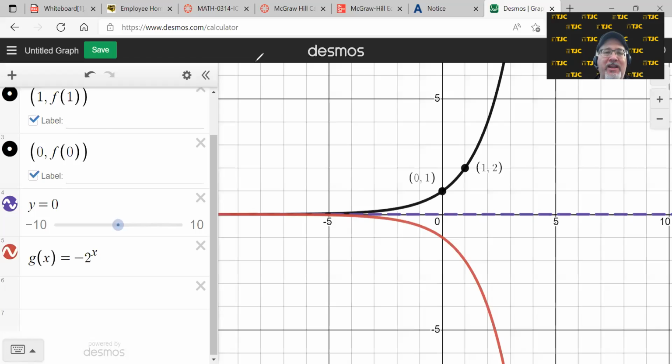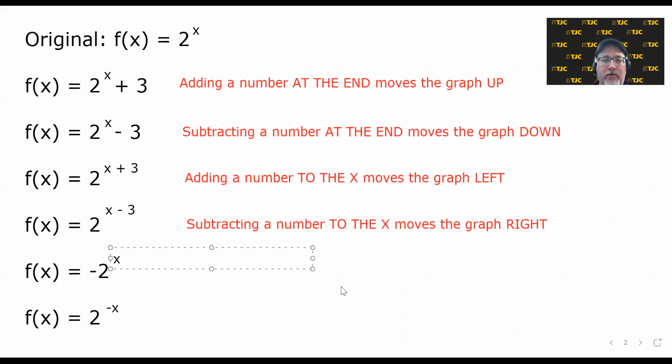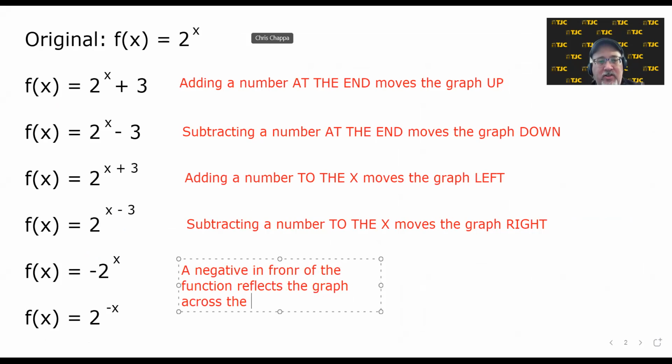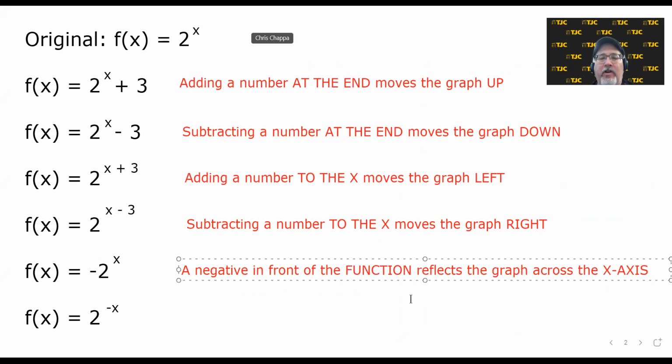So putting a negative in front, hold on. A negative in front of the function reflects the graph across the x-axis. Let me put x-axis in caps because you can probably figure out what's going to happen in the last one. A negative in front of the FUNCTION reflects the graph across the X-AXIS.